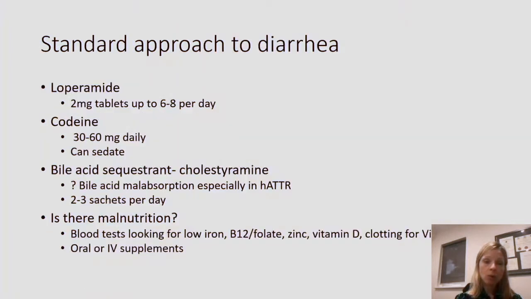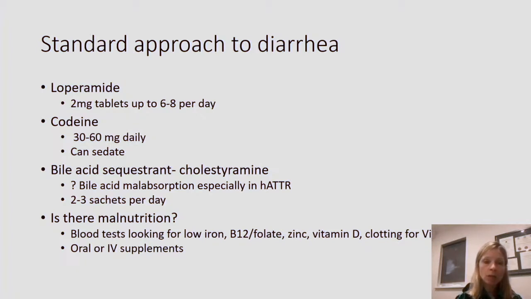So the standard approach to anyone with diarrhea is to slow down the gut, and that can be done with something like gastrostop or loperamide. The key there is not to be shy about it and to keep pushing up the dose, because ultimately it's well tolerated, and you can use doses of 18, 20 milligrams per day, and in some short gut syndrome patients, we use even higher doses than that. Codeine can also slow down the gut, but it has a sedation effect.